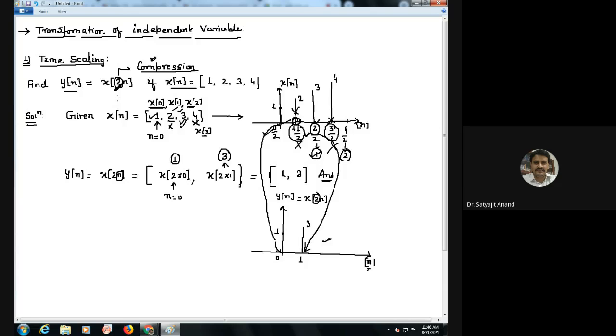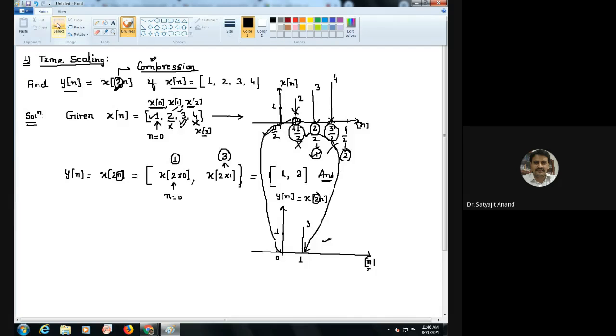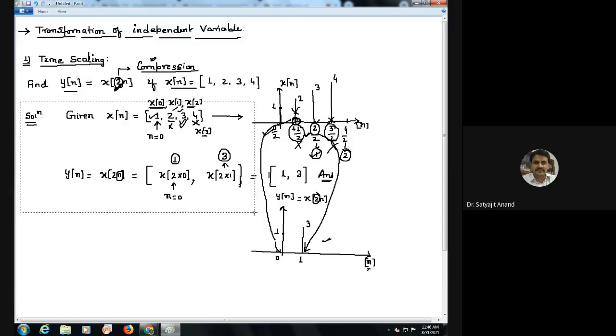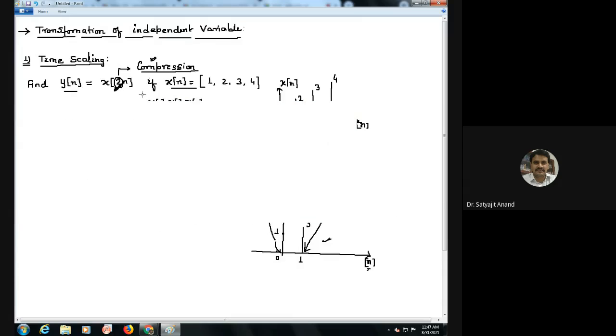Okay, for the second example, if I take a decimal value in place of this, what will be my solution? Okay, now see, what will be the solution?